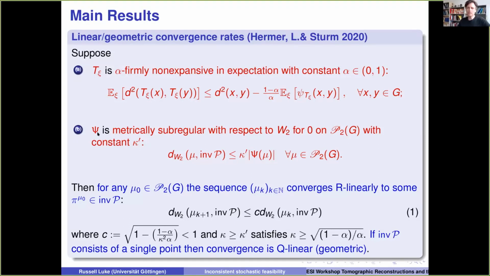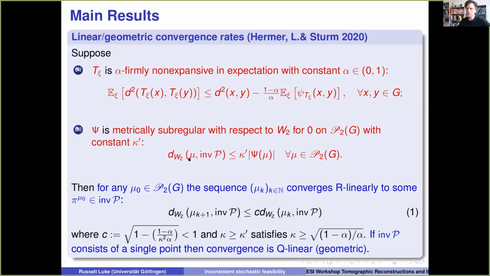But to get a rate, we need something called metric subregularity. And metric subregularity in this particular setting boils down to the transport discrepancy on the measures, this psi here, satisfying this inequality here. This is called metric subregularity. It's central to fixed point theory and a lot of analysis of optimization algorithms. And I've shown recently that this is necessary for any quantitative convergence result. So it's unavoidable. You need this kind of inequality.